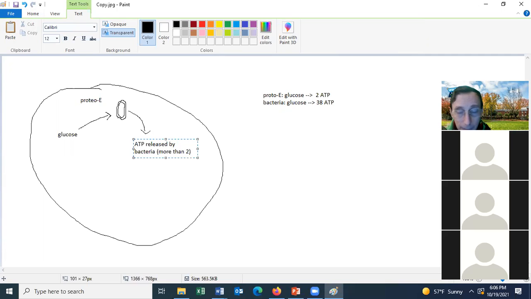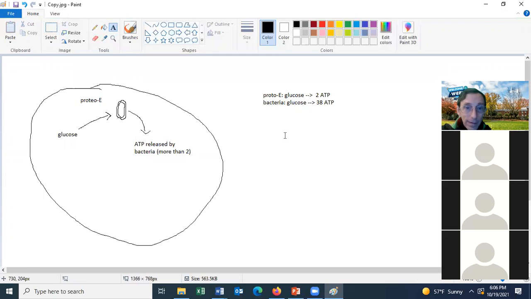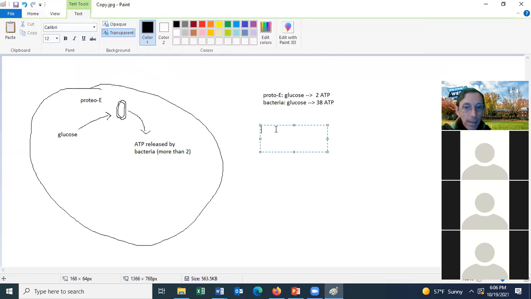It may not have been 38, but it was someplace between 2 and 38, and it was probably on the high side. So something like 20 to 38. And the proto-eukaryote was now really confused.